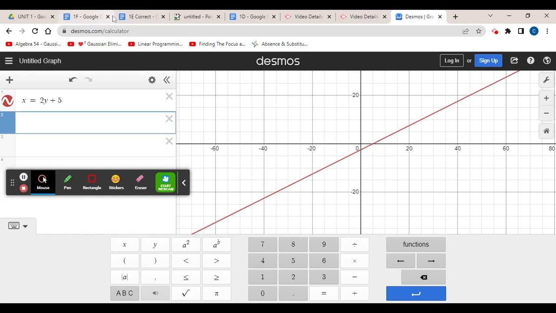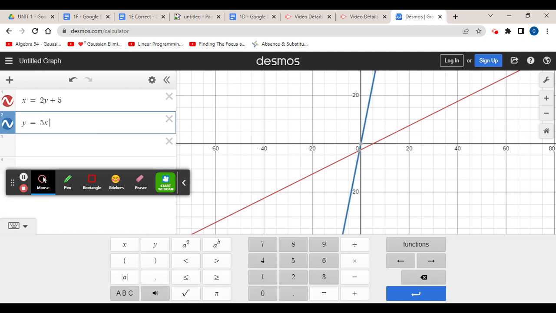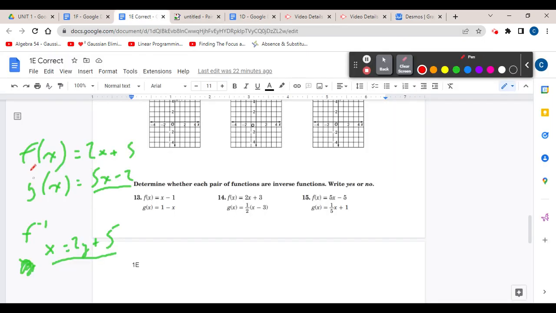That red line right there is our actual inverse. g of x is 5x minus 2, so let's see if we have y equals 5x minus 2. They're different. The red line is the actual inverse, f of negative 1, and the blue line is our g of x. They're not the same. So this g of x would not be an inverse of f of x.